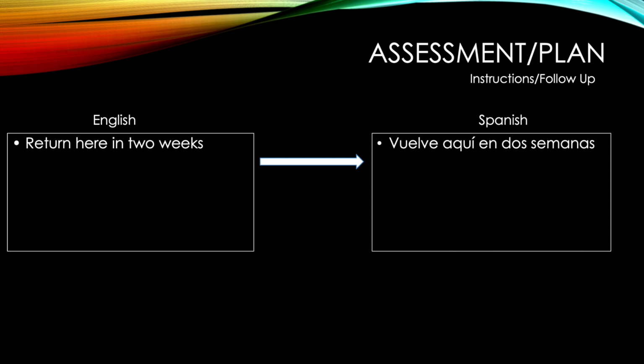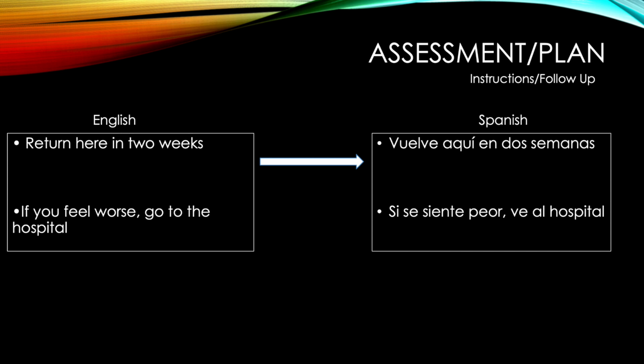And then you always want to say this. If you feel worse, go to the hospital, right? Go to the emergency room. So in order to say, if you feel worse, you say, si se siente peor, right? Si se siente peor, ve al hospital. So if you feel worse, go to the hospital. Si se siente peor, ve al hospital. Right? Because you do not want them to get sick, stay at home waiting for their return into your clinic or to the hospital in however many weeks. If they're getting worse, you want them to come to the emergency department as soon as possible.